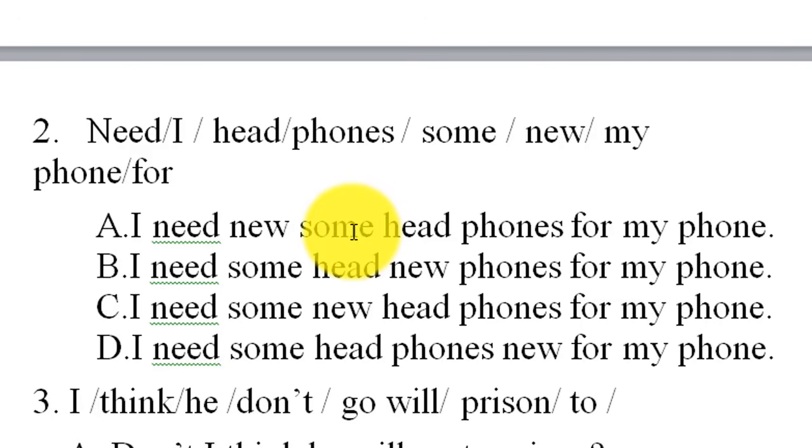Need I headphones some new my phone for. Yeah, this is in appropriate order. I need new some headphones for my new. I need new, which comes here. I need some headphones. Which comes first?